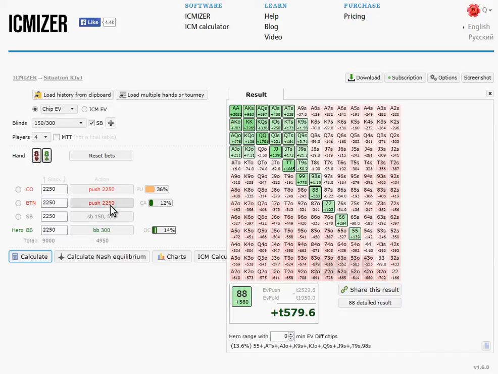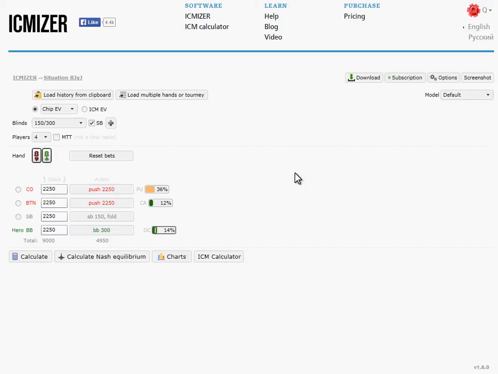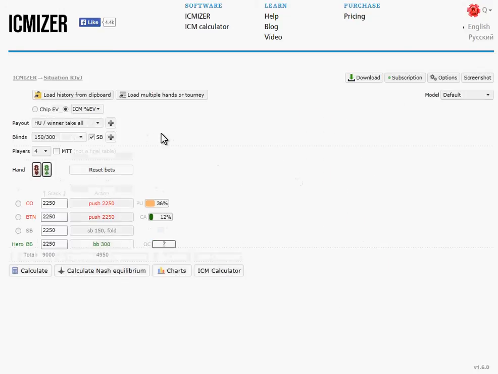For example, when you are playing a cash game, if somebody doubles up and somebody leaves the table, you don't really get anything added to your stack and your dollars, which is not true in a tournament. So let's switch to ICM EV, and we choose a payout structure of 6 max, for example. And let's see what has changed.